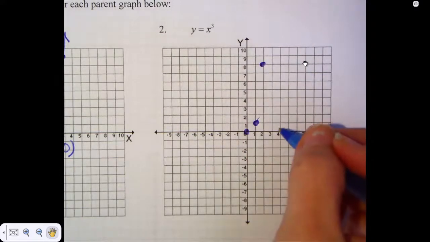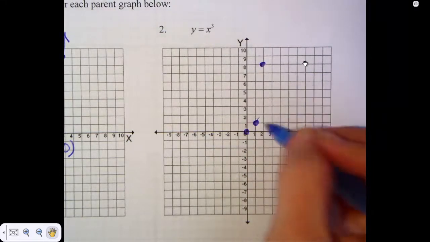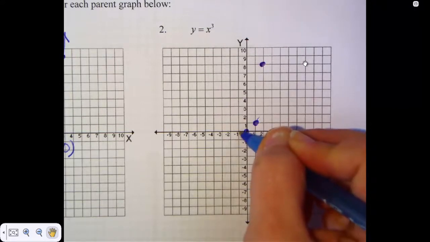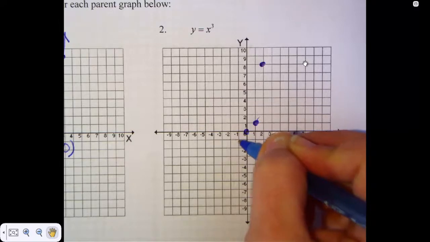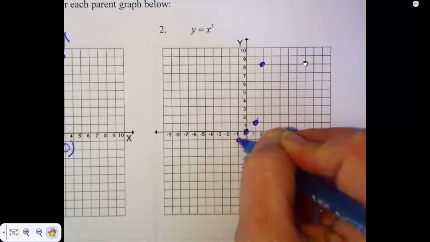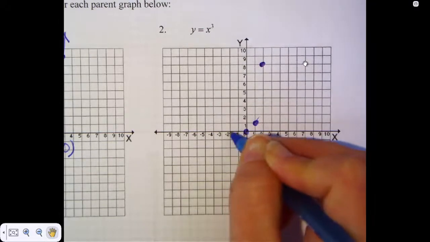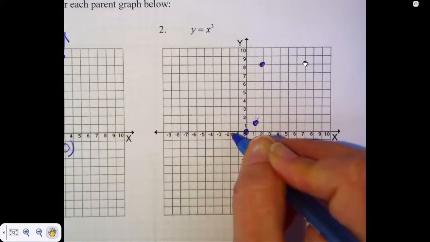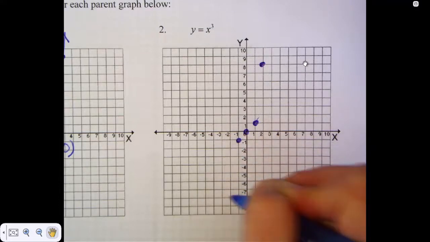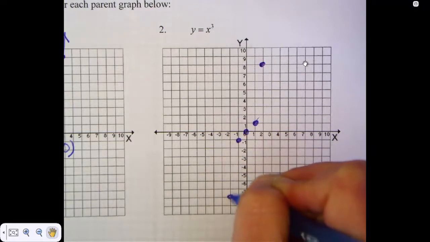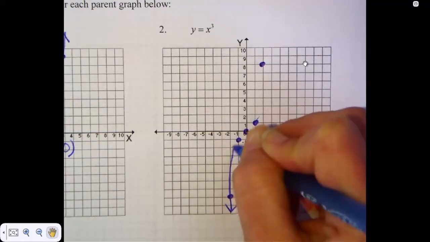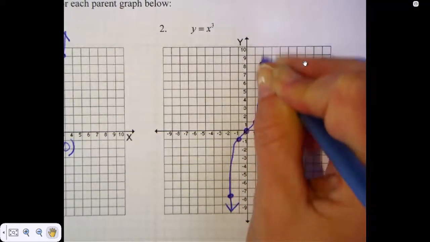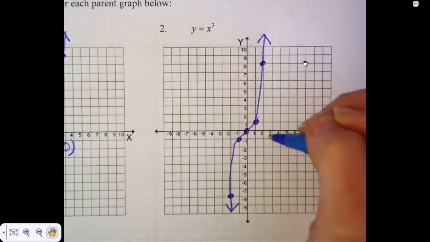Now when you multiply 3 negative numbers, you get negatives. So negative 1 cubed, or negative 1 times negative 1 times negative 1 is negative 1. So we'll plot negative 1, negative 1. And negative 2 cubed, negative 2 times negative 2 times negative 2 is negative 8. So there's our negative 2, negative 8. And we connect this with a nice smooth curve like we saw in class today.